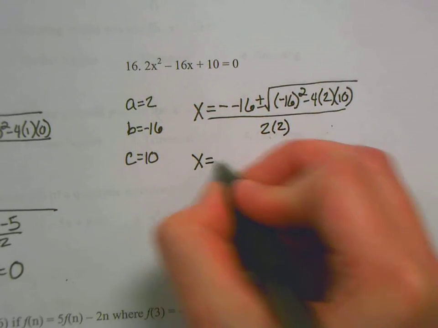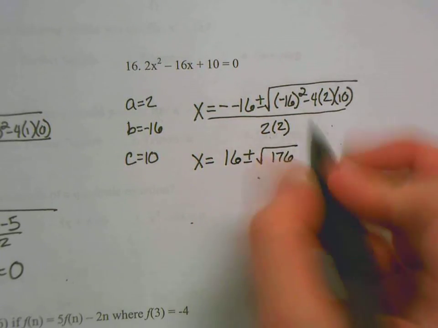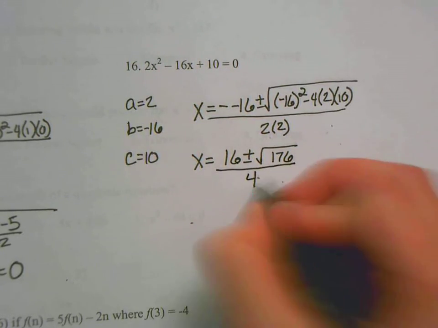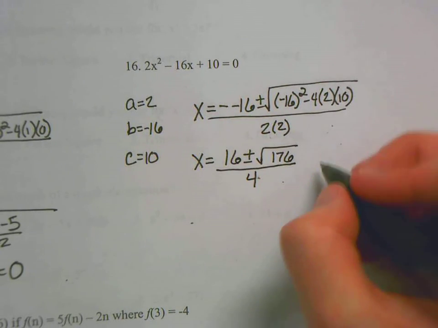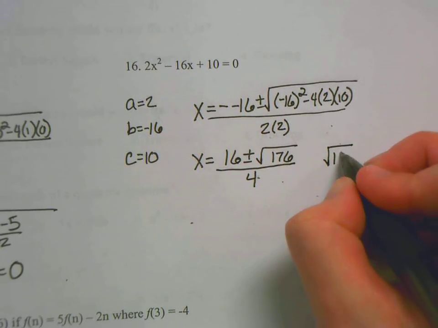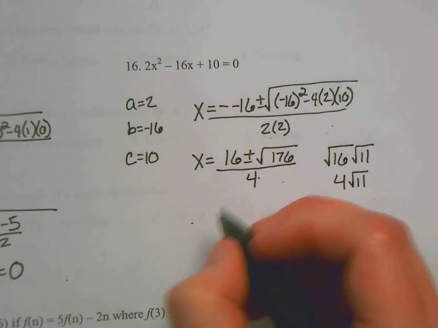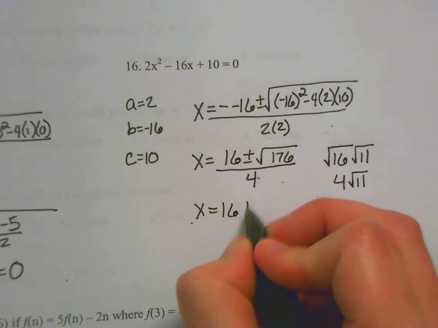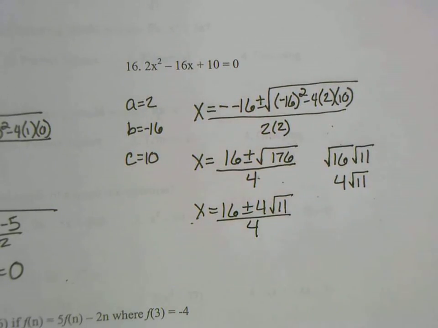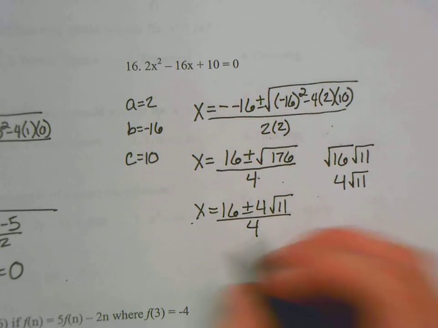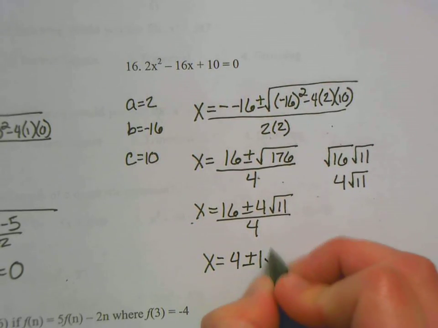So this simplified would have been positive 16 plus or minus radical 176 divided by 4, which you had to simplify the 176. And that breaks down with 16 times 11. So that's really 4 radical 11. So if I plug that part in, I get 16 plus or minus 4 radical 11 divided by 4, and you can go even farther because both of these numbers are divisible by 4. So you get 4 plus or minus 1 radical 11.